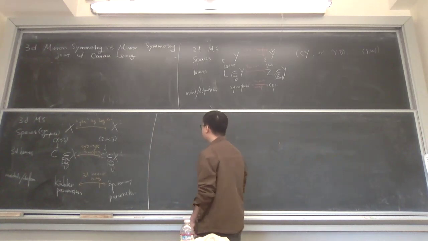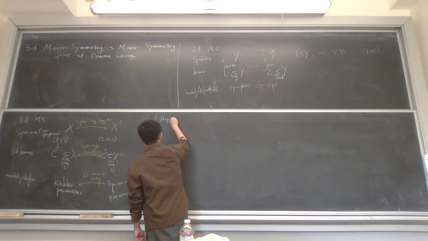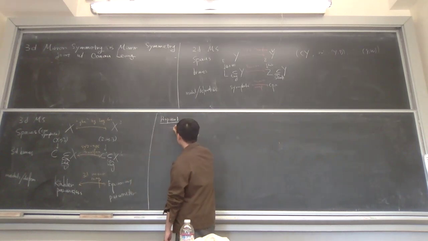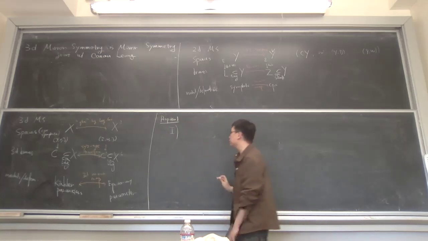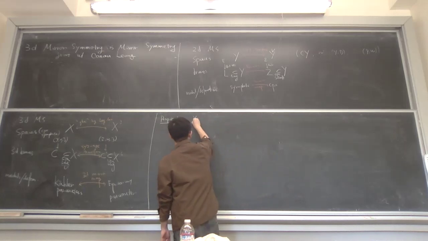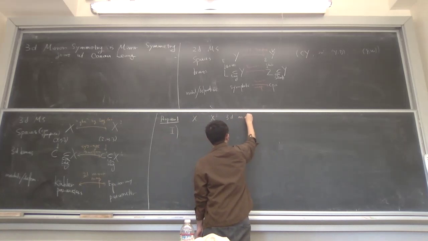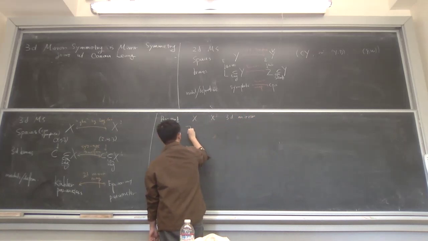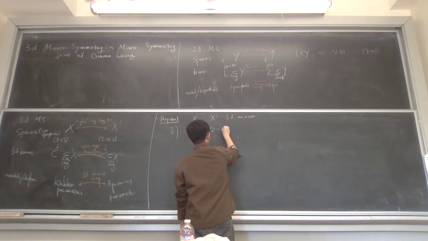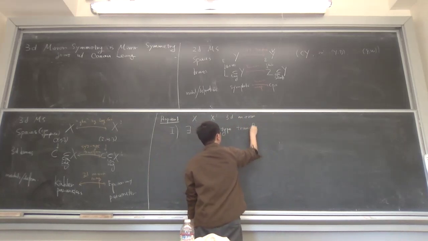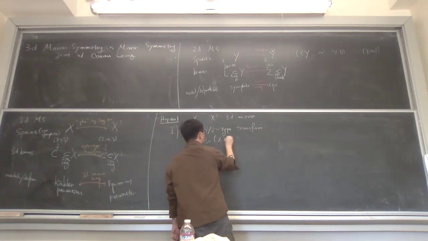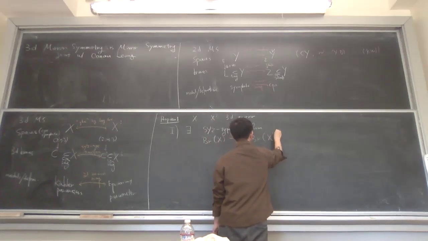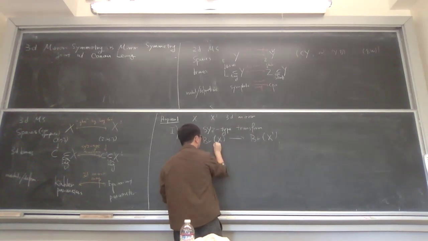Let me write down a proposal explicitly. I will first write down the proposal and then give some examples and then describe everything in more details. First, X and X check are 3D mirror. So there exists an SYZ type transform from branes of X to branes of the 3D mirror. These are the 3D branes in X.